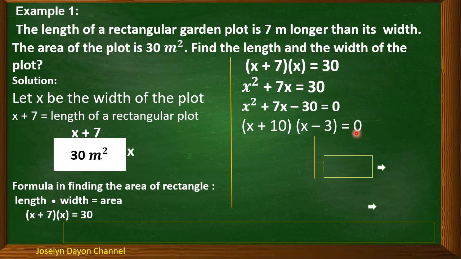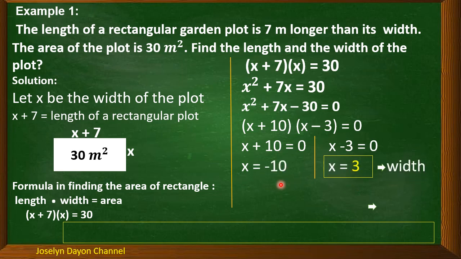After that, we have to equate each factor with 0. x plus 10 equals 0, and the other one, x minus 3 equals 0. Now, let's solve for x. So 10 will be transposed to the right side and it became negative 10. Negative 3 transposed and it became positive 3.